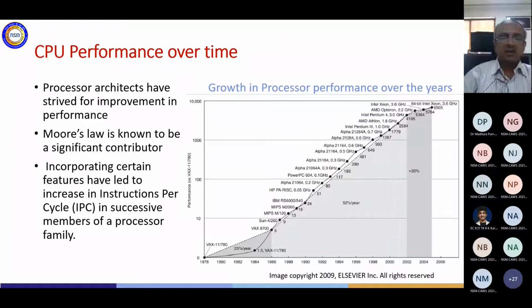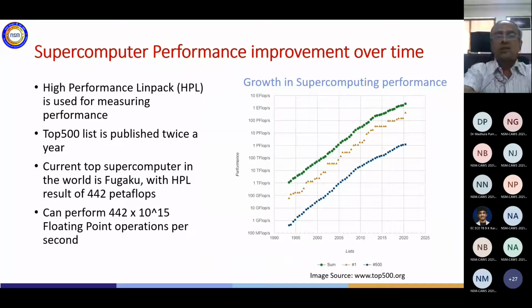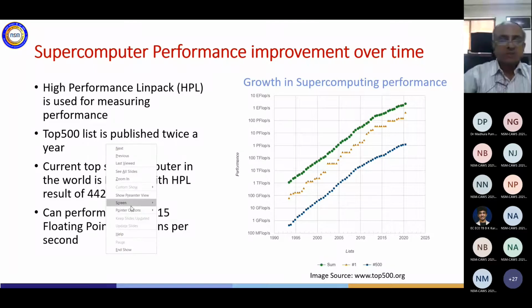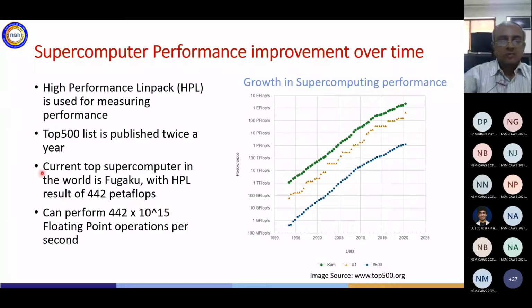Another example that I can give you is about supercomputing performance. The definition of a supercomputer is the top performing computer of a given time. Today the top supercomputer is called Fugaku. It's based in Japan and it has a performance of 442 petaflops.